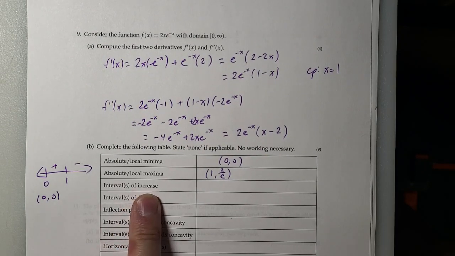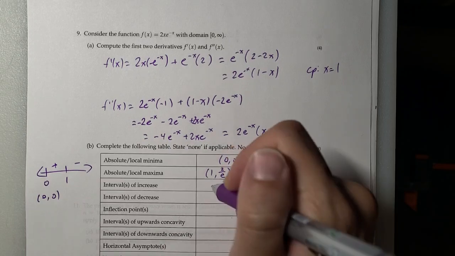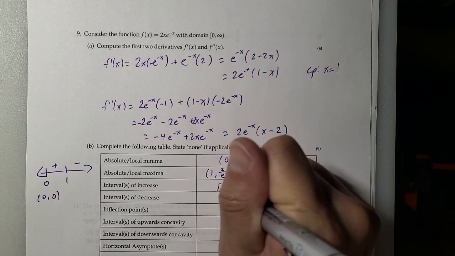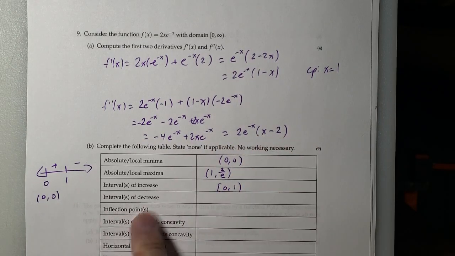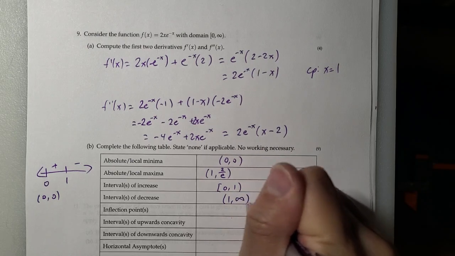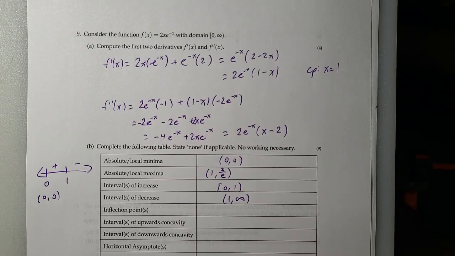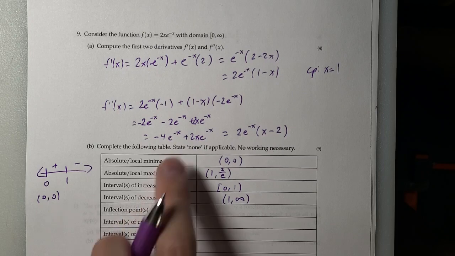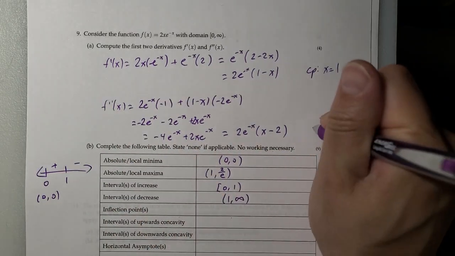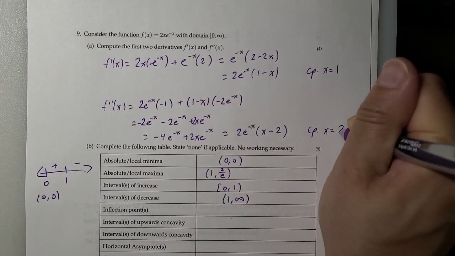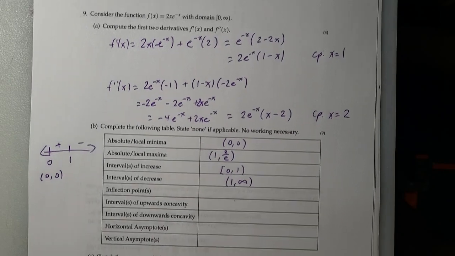Intervals of increase, we just did that. That is from 0 to 1. Intervals of decrease, that's from 1 to infinity. Okay? Inflection points, well, that's when we use the second derivative test. That's why I wrote it like that. We know we have a critical point at x equals 2, so we check there.